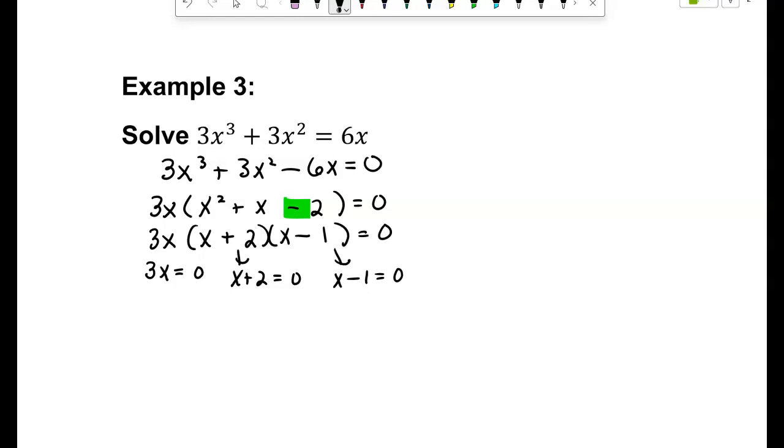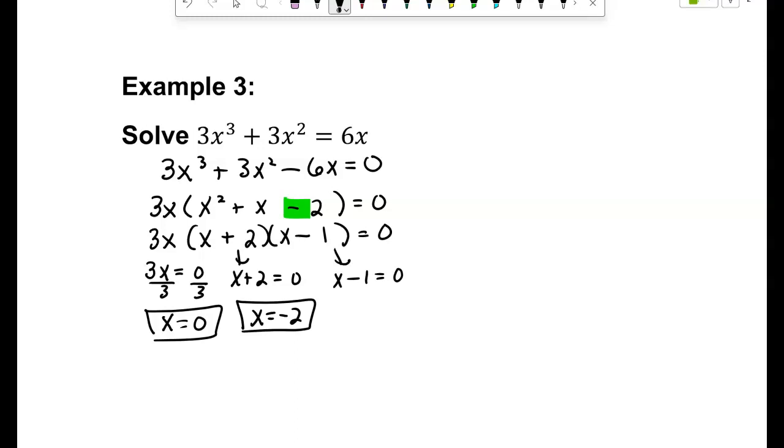On the first one, guys, 3x is equal to 0. What do I divide both sides by? X is equal to 0. Answer numero uno. Next one. X plus 2 is equal to 0. What should our answer be for that one? All right, x equals negative 2.